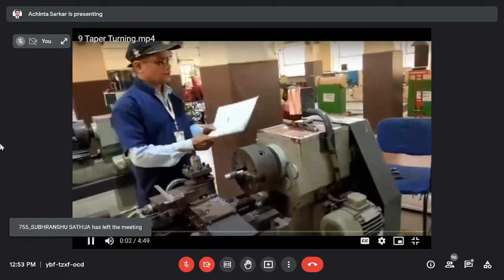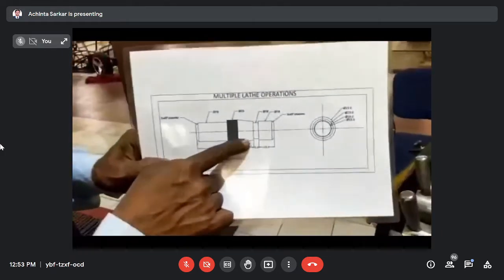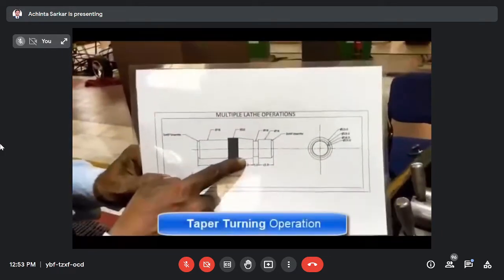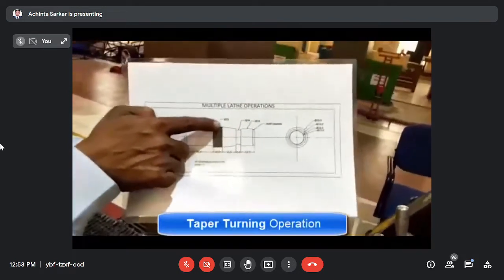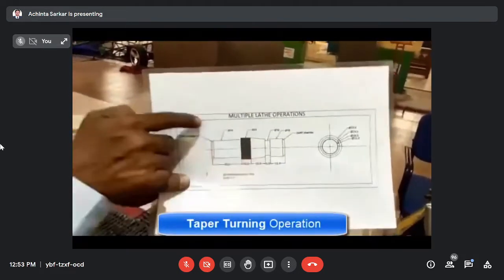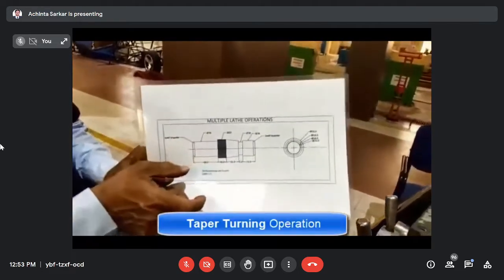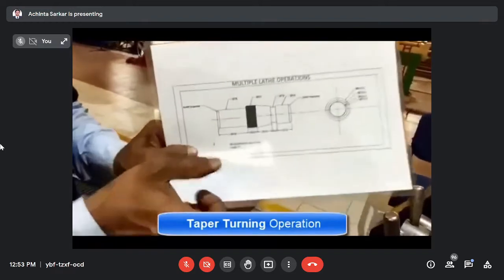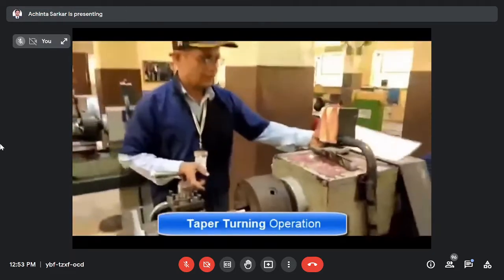After the study of the drawing sheet, this part is over. Now I am going to do this part, that is the taper operation. A conical surface is given here. Here is the large diameter, here is the small diameter. A taper conical surface you can produce with the help of this machine. I am giving an example, or by demonstration I am telling you. This is called taper operation.